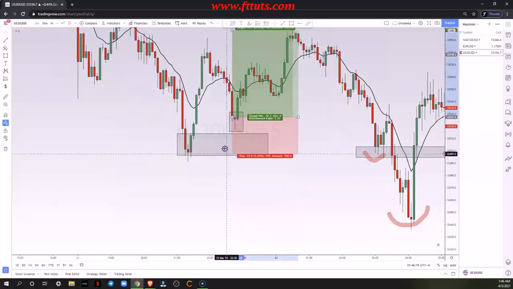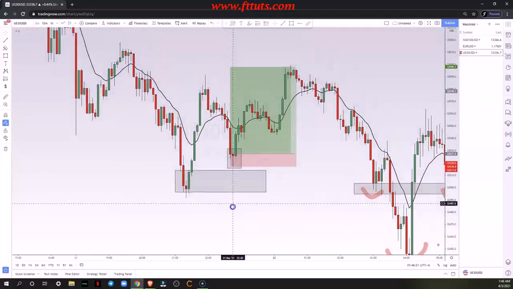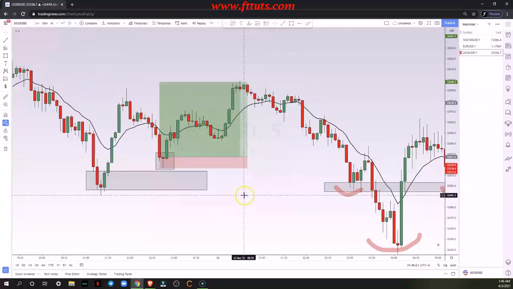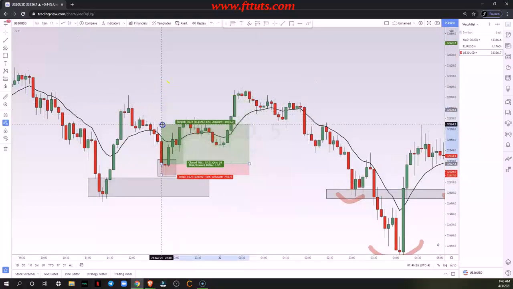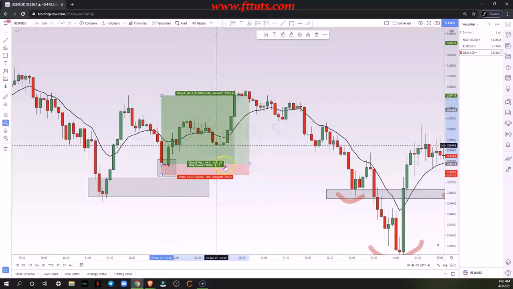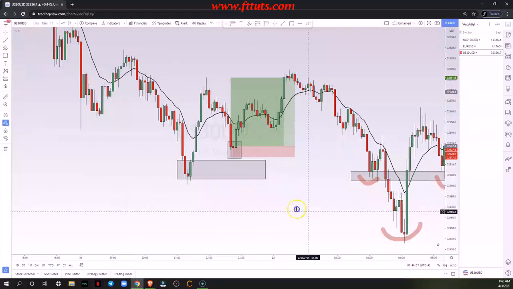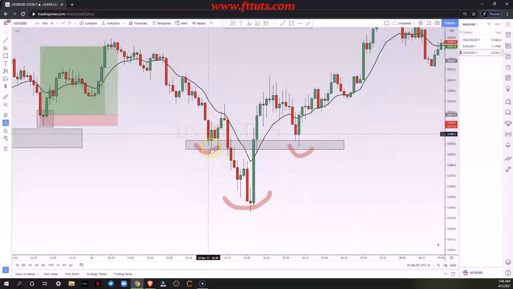Now you see how less you're risking on this setup. Look at the entry candle. The entry candle is so small, so you can get a great risk reward. You can aim it all the way up here, get a 1 to 6 risk reward just because your entry candle is so small. The smaller the entry candle, the better the risk reward. Okay, remember that.